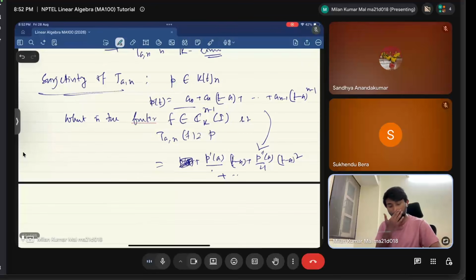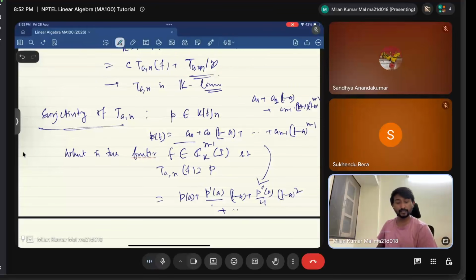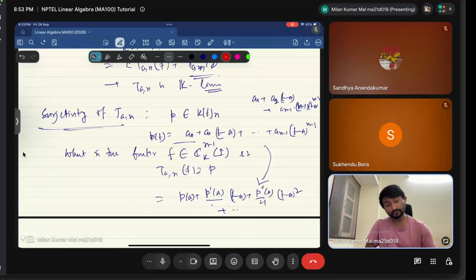Let's take its derivative. If I do the first derivative, what will I get? I will get a1 plus a2 into (t minus a), all the way to the last one, which will be a(n minus 1) into (n minus 1) times (t minus a) to the power n minus 2. Now let's replace t equals a again. Then what I get is a1 equals p'(a), right? You can check this carefully.